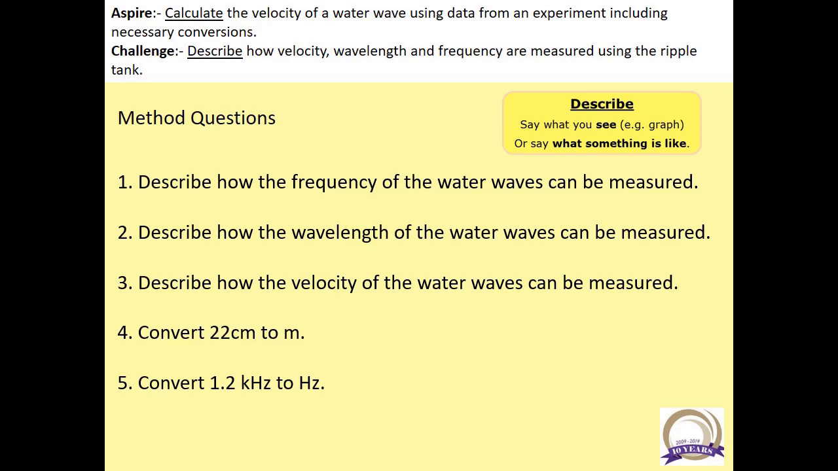Question 4, centimeters to meters. There's 100 centimeters in a meter. So when you convert from centimeters to meters, you're going to end up with a smaller answer. So 22 divided by 100 is 0.22 meters. Question 5, from kilohertz to hertz, a kilohertz is bigger than a hertz. So you're going to end up with a bigger answer when you convert to hertz. So in my head, I would just say 1.2 thousand hertz. 1.2 thousand hertz is 1,200 hertz.